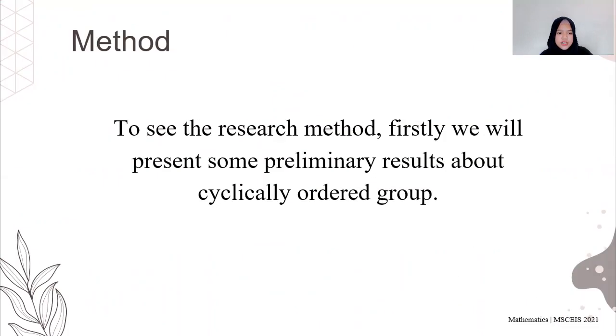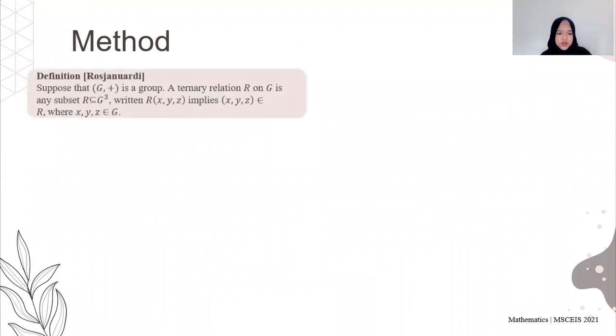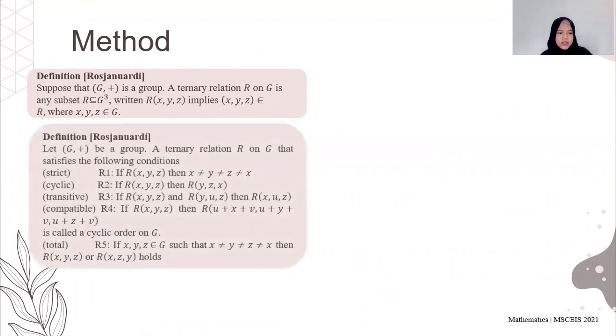To see the research method, firstly, we will present some preliminary results about cyclically ordered groups. First, there is a definition of a ternary relation like this. A ternary relation is a finitary relation in which the number of places in this relation is 3, or a ternary relation R on G is any subset R of G cubed. Next is the definition of a cyclically ordered group.